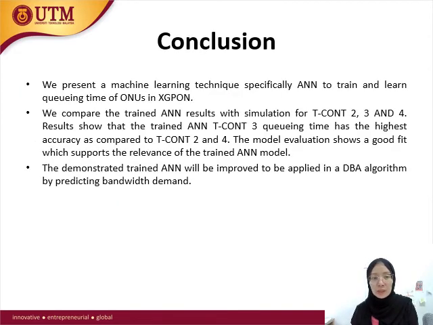As a conclusion, we present a machine learning technique, specifically ANN, to train and learn queuing time of ONUs in XGPON. We compare the trained ANN results with simulation for TCON 2, 3, and 4. The results show that the trained ANN of TCON 3 queuing time has the highest accuracy as compared to TCON 2 and 4. The model evaluation shows a good fit, which supports the relevance of the trained ANN model. The demonstrated trained ANN will be improved to be applied in a DBA algorithm by predicting bandwidth demand.